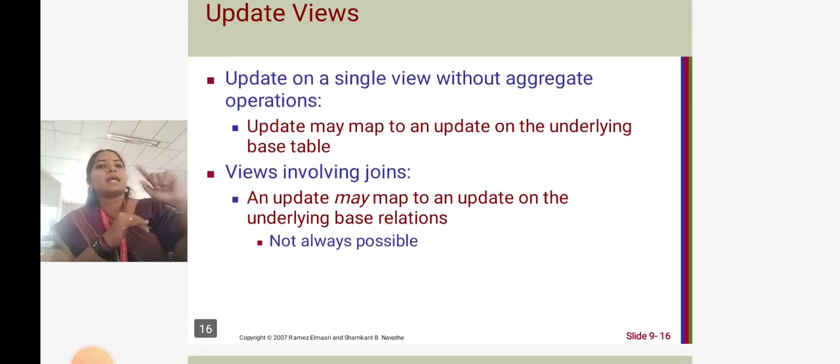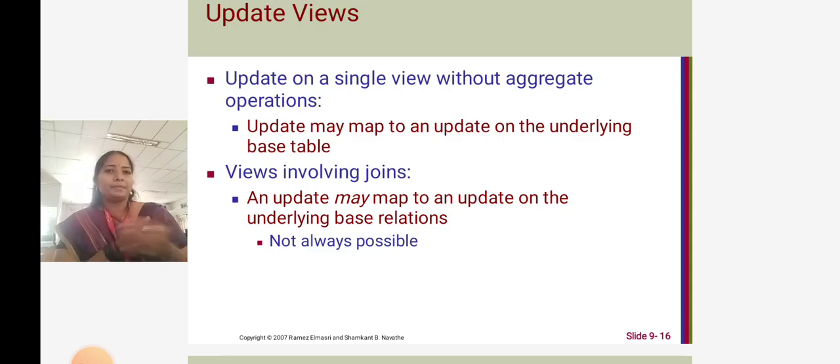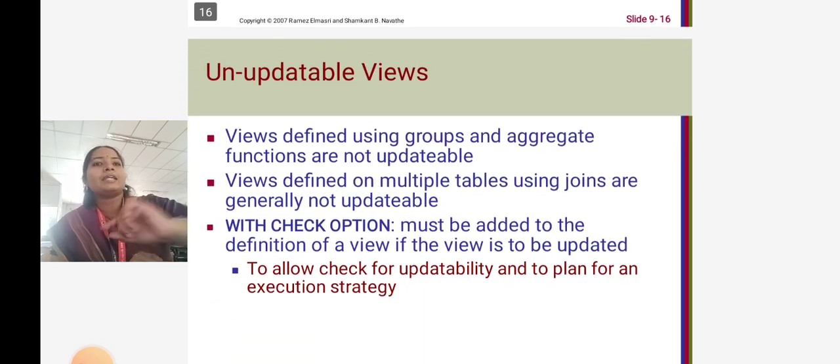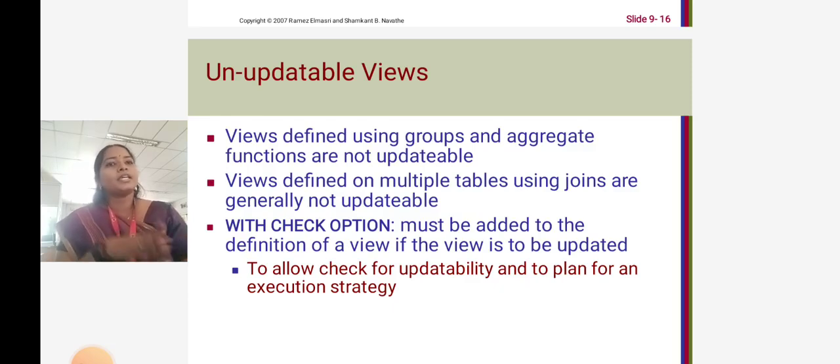Update of views: an update on a single view without aggregate operations may map to an update on the underlying base table. For views involving joins, mapping an update to the underlying base relations is not always possible. Views defined using groups and aggregate functions are non-updatable, and views defined on multiple tables using joins are generally not updatable. WITH CHECK OPTION must be added to the definition of a view if the view is to be updated. To allow the check for updatability, the plan has to be updated via a schema format.